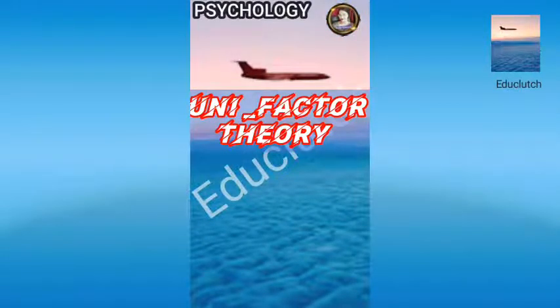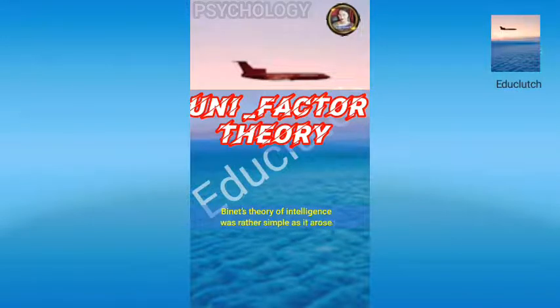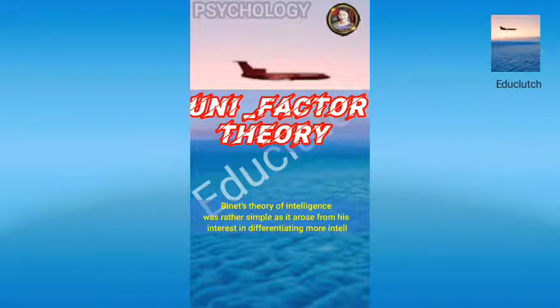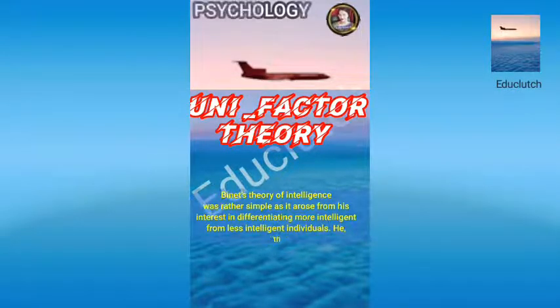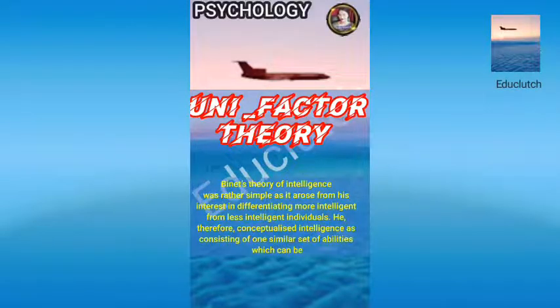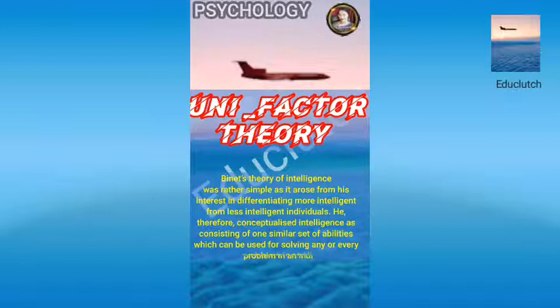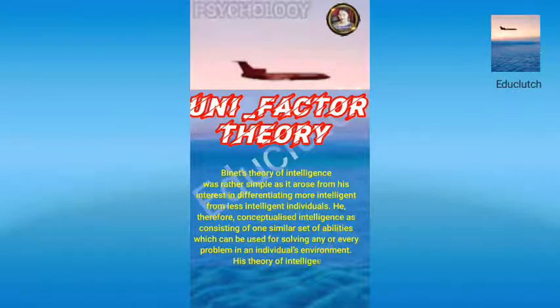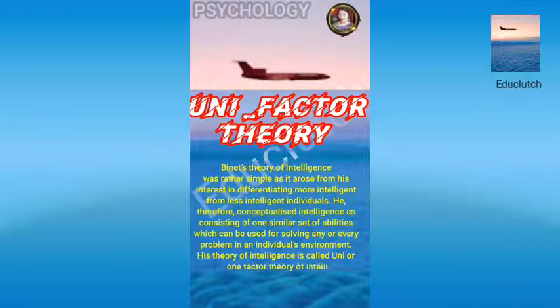The first is uni or one-factor theory, and it is given by Alfred Binet. Alfred Binet's theory of intelligence was rather simple as it arose from his interest in differentiating more intelligent from less intelligent individuals. He conceptualized intelligence as consisting of one similar set of abilities which can be used for solving any or every problem in an individual's environment, and therefore it is called unifactor or one-factor theory. But this theory came to be disputed when psychologists started analyzing data of individuals which was collected using Binet's test.